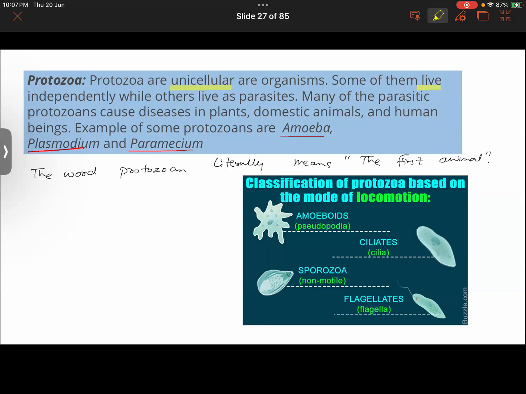Some of them would be living independently, while others would be living as parasites. No matter whether they live independently or as parasites, they are heterotrophic in nature. There could be some exceptions, but the majority of them are heterotrophic, meaning that they derive nutrition from other organisms. And then you have the common examples: amoeba, plasmodium, and paramecium. Hope you guys have understood it so far.